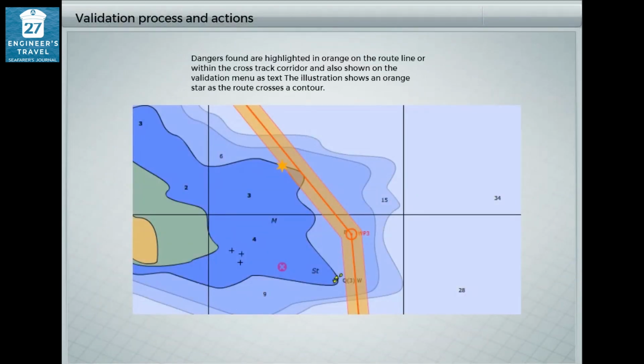Validation warnings are shown on the chart with an orange highlight and with text in a window. The operator decides if changes to the route are necessary, or it can be used as it is. If changes are made, the route will need revalidating.